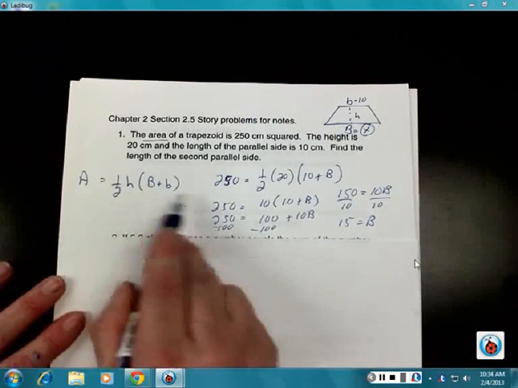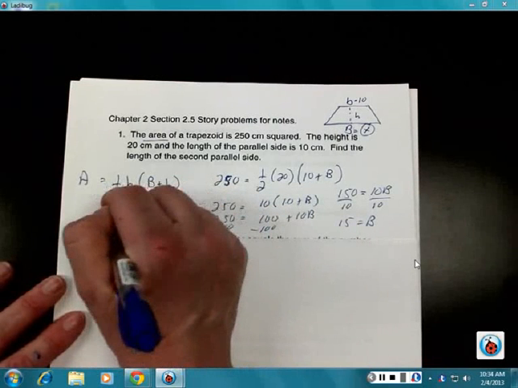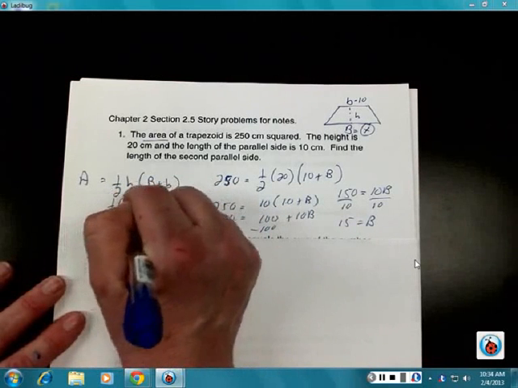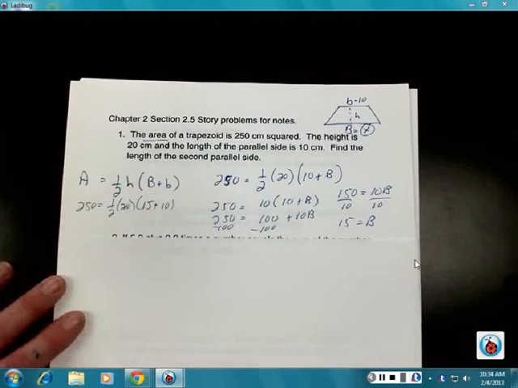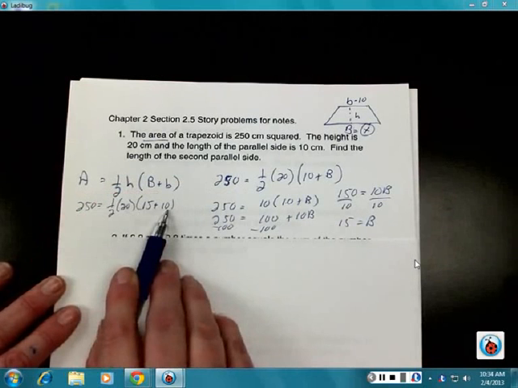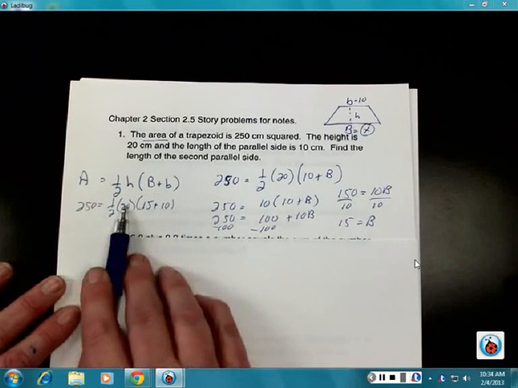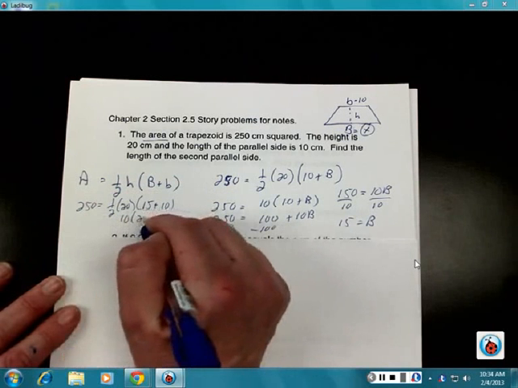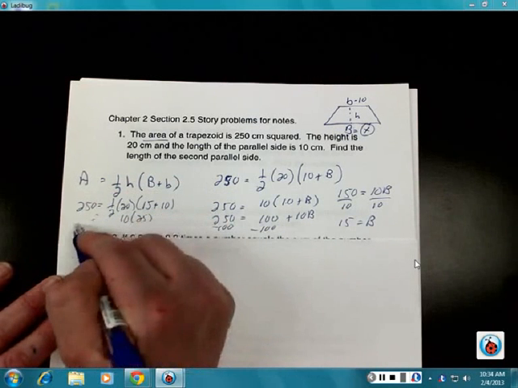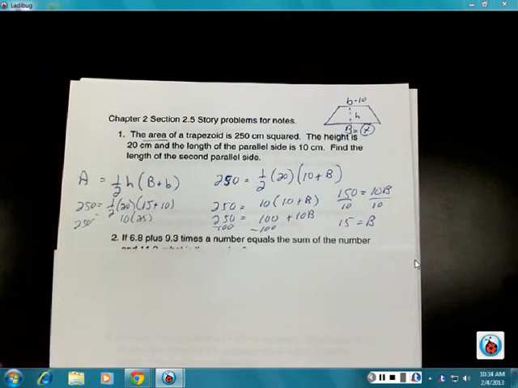Okay, so I plug 15 in here, plus 10, and 1/2 times 20 had better equal 250 when I'm all done. So 15 plus 10 is 25. The 2 and the 10 and the 20 cancel, so I have 10 times 25, or 250. Sure enough, it worked. Okay. Are we all right with trapezoids? What do you think? Yes.